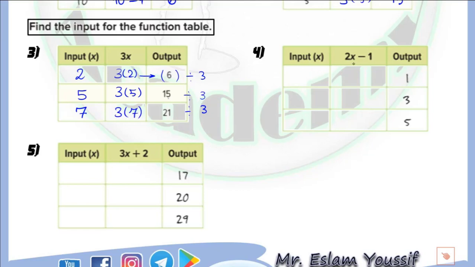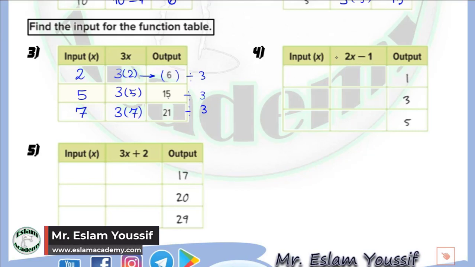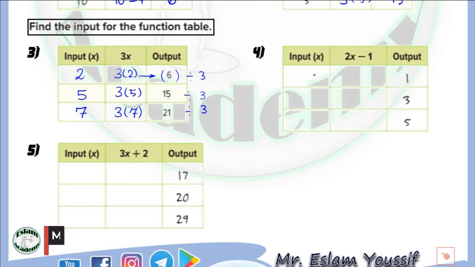In question number 4, the rule is different now. It's 2x minus 1. To start solving, we'll use the inverse operation. But which operation will be first? The subtraction or the multiplication? If you want to solve this question according to the order of operations, you will use multiplication first, then subtraction. But now we'll use the inverse. So instead of subtraction, I will use addition. I will add 1 first. Then the answer, I will divide by 2.